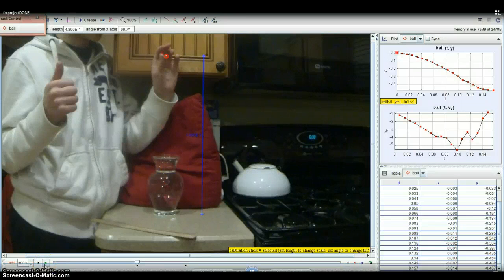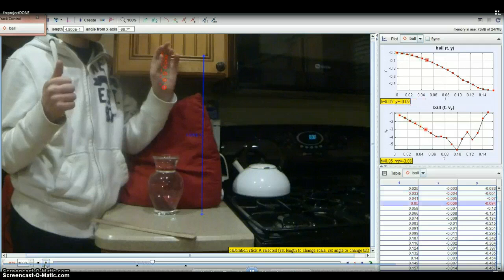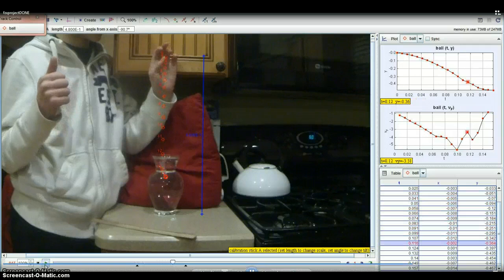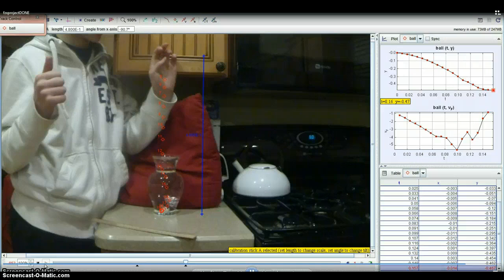Before the ball drops, there is only the force of gravity acting upon it. Once it starts dropping, there is the force of gravity and air resistance acting upon it. Lastly, once it hits the bottom of the vase, there is the force of gravity, normal force, and water resistance acting upon it.